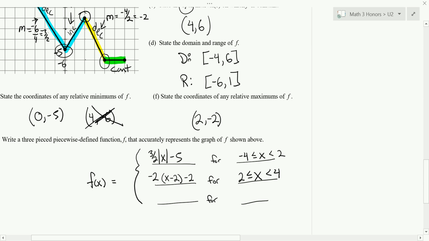Kylie, what would the equation of that one be? -6. Because it's just constant there, right? And then from where to where, Stacy? 4 to 6. And should I put less than signs or less than or equal signs? Perfect. That's what we want.